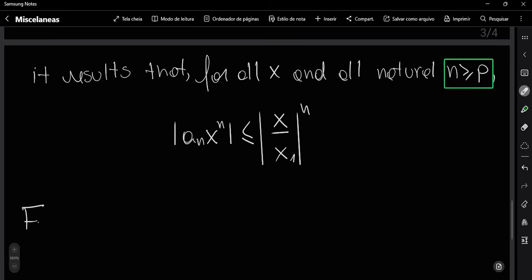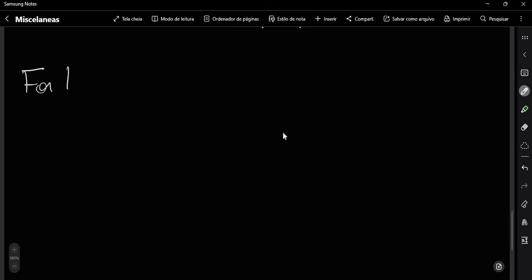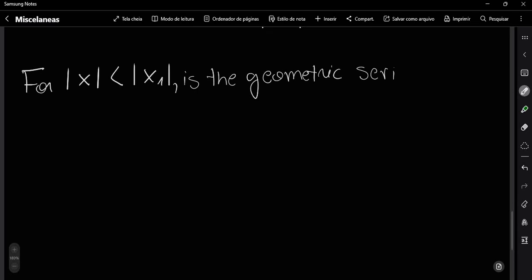So for the module of x less than the module of x1, it is the geometric series, the module of x over x1 to the n, converges.